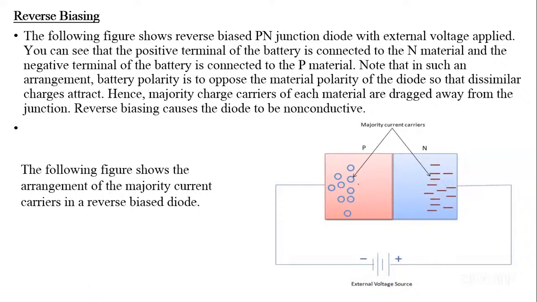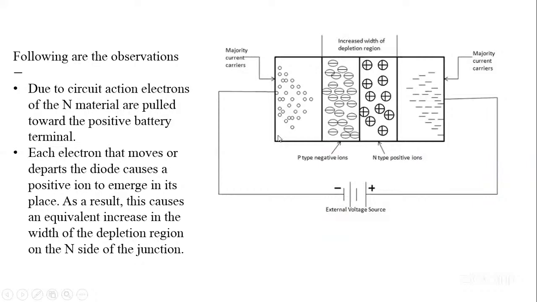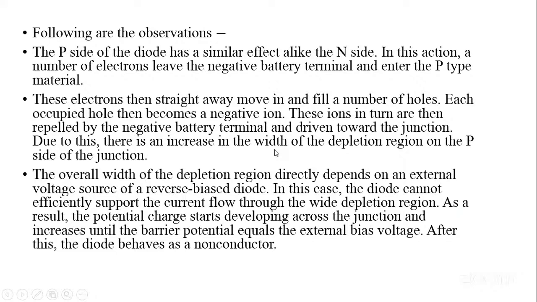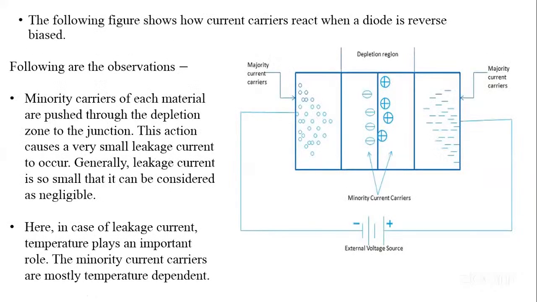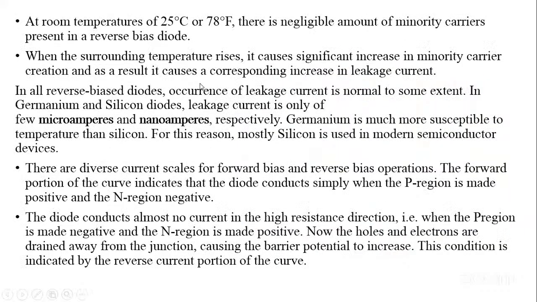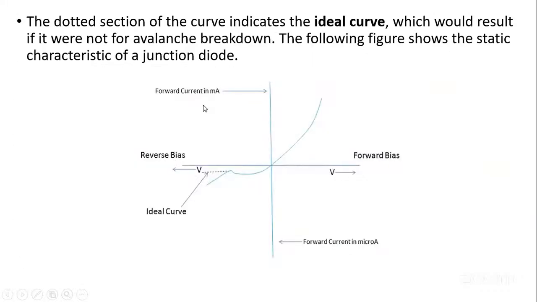So when that happens, carriers are not able to migrate from one part to the other part to recombine. That is what reverse bias does. So all these are things that I've explained. You go through them, they are all almost saying the same thing.